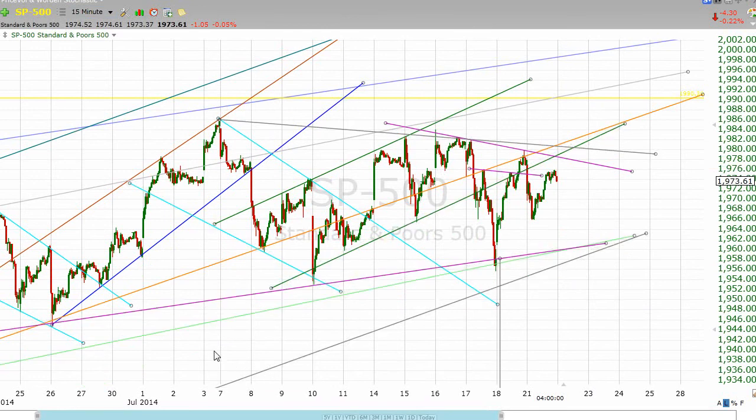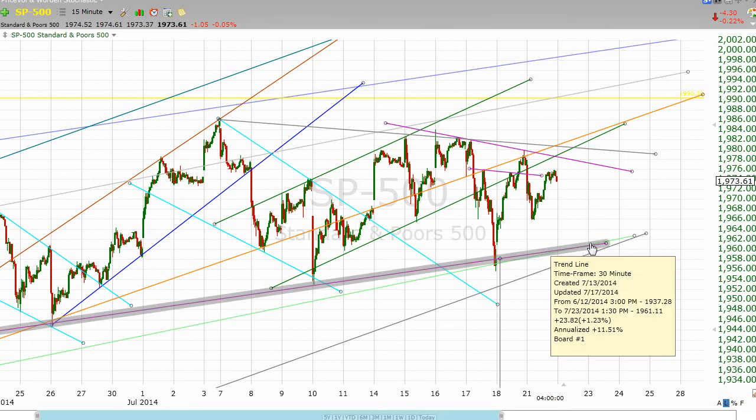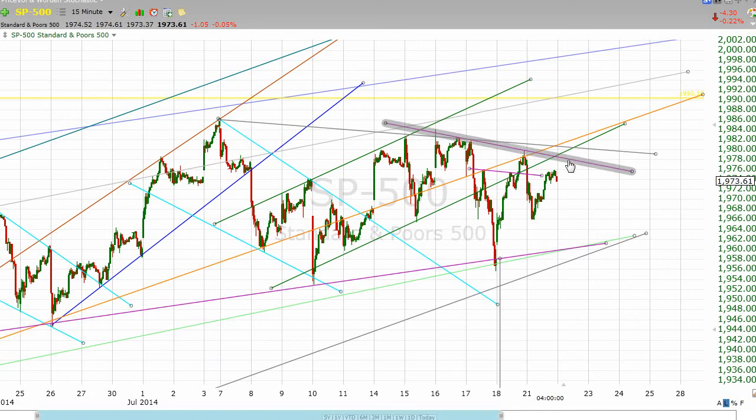So guys, I'm going to leave it at that. Watch this for a breakdown of support. Probably bring in the 1920s. Watch this and this for a break over resistance, probably taking us into the low 2000s.